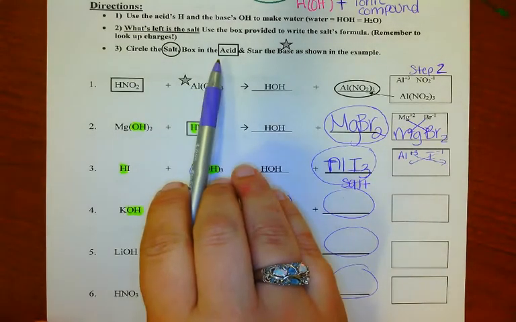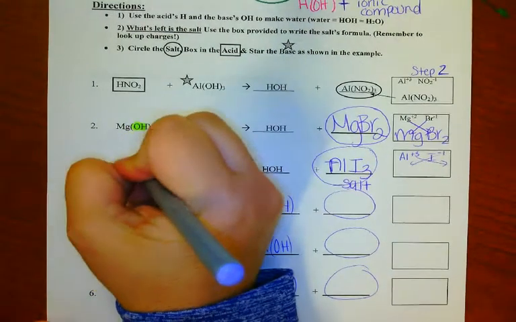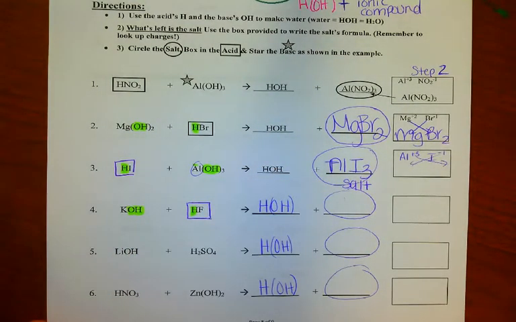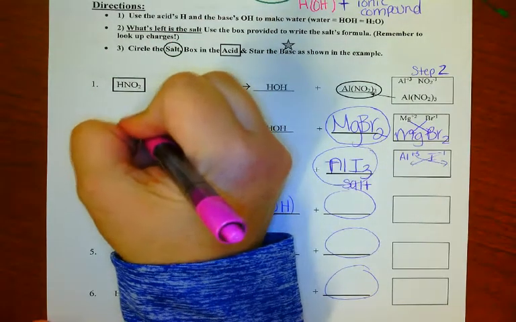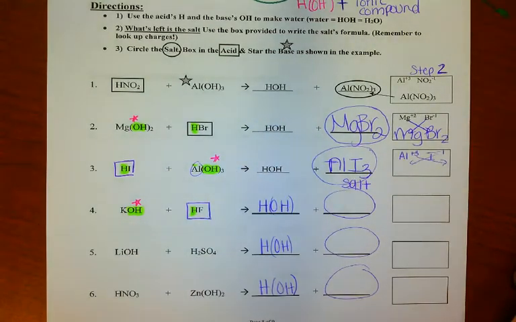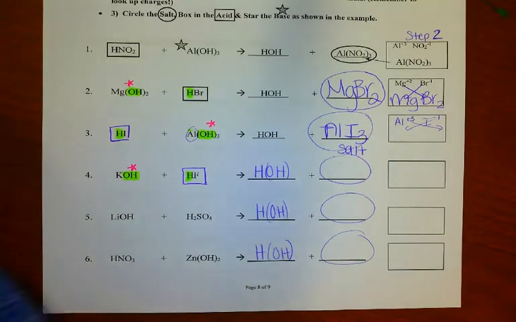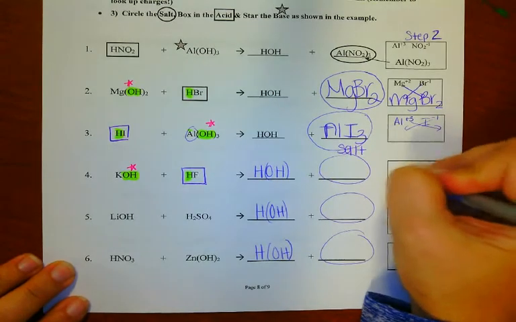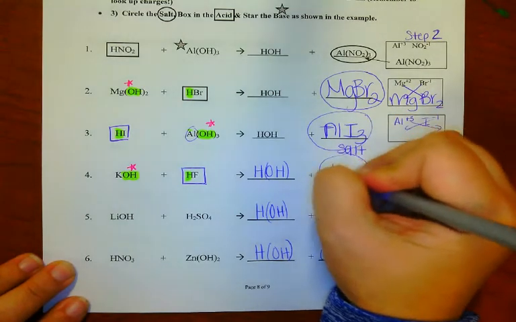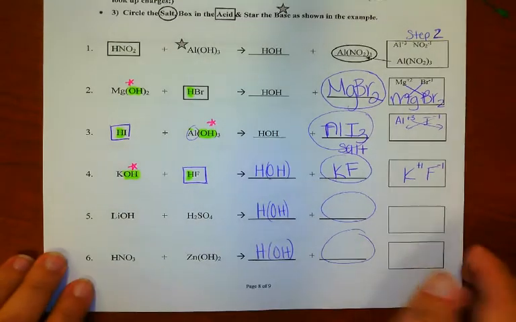It also says box in the acid. So anywhere I see an H, I would go ahead and box that in. And it says star the base. So anything with an OH should be starred. I'll do one more example and then we'll move to the next page. So here, K is +1, F is -1, so those would actually cancel and just give you KF. And we'll go to the next page.